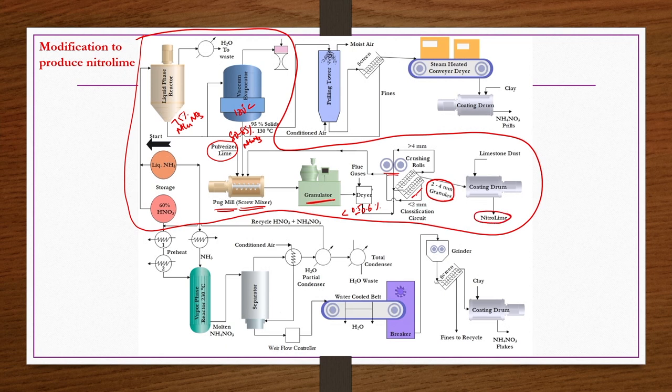Whatever material has a size less than 2 mm is taken back as a recycle to the pug mill for rebuilding the size. Okay, whatever oversized materials are there, they are sent back to the crusher so that further crushing takes place, and then the size would be reduced to 2 to 4 mm again. So this is the nitrolime process, or the modification to produce nitrolime.